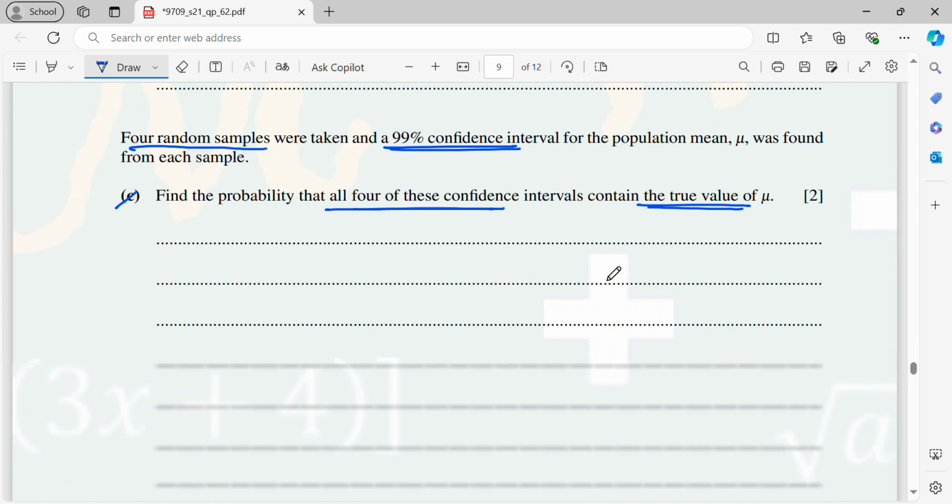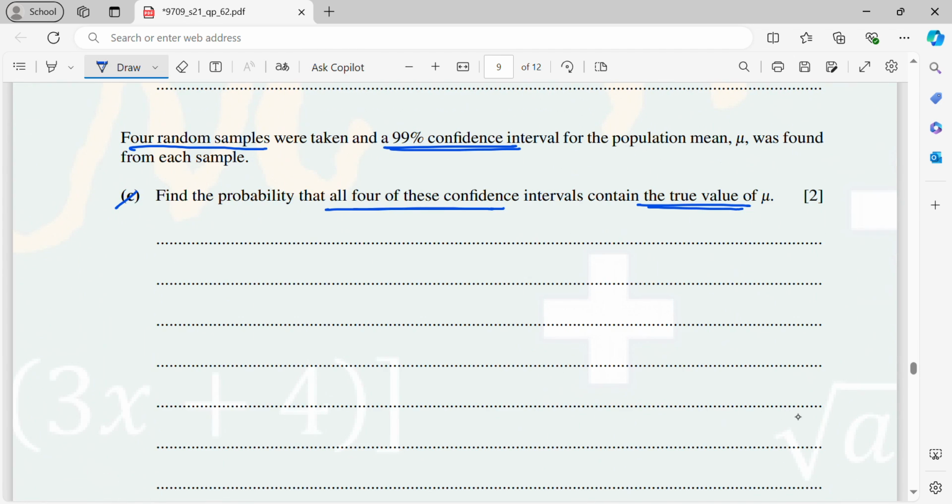So from here, all 4 intervals contain the true mean. That means P of containing the true mean, true mu, equals 0.99. That's the meaning of the 99% confidence interval.